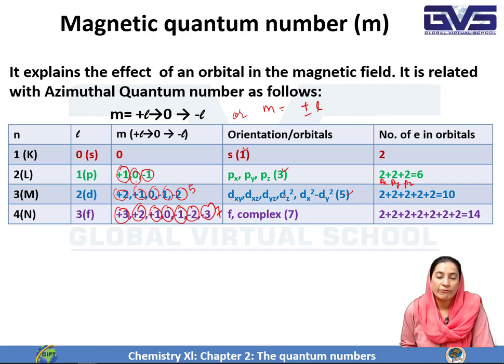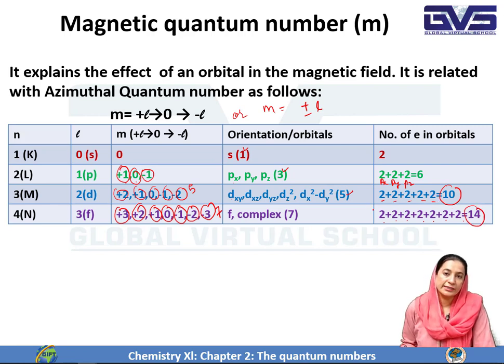Similarly D, there are 5 orbitals. D subshell has 5 orbitals and each orbital contains 2, so 2 plus 2 plus 2 plus 2 plus 2, maximum 10. And for F subshell, we have calculated total number of electrons 14, and these 14 are divided in 7 orbitals. Each orbital contains 2: 2 plus 2 plus 2 plus 2 plus 2 plus 2 plus 2. This gives you maximum 14 electrons in F subshell.